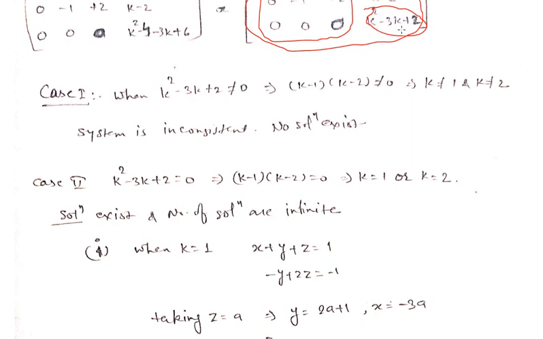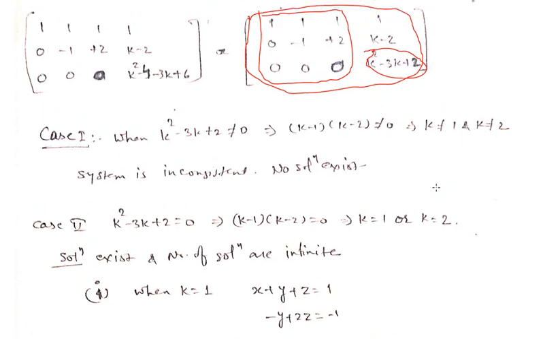Now for consistency, this term should be equal to 0. It means k square minus 3k plus 2 is equal to 0. It gives us either k is equal to 1 or k is equal to 2. So for k equal to 1, the system will remain consistent, and for k equal to 2, the system will also remain consistent, but with different solutions in both cases. In the case of consistency, the rank of the matrix is 2, which is less than the number of variables. It means if the given system of equations is consistent, it contains an infinite number of solutions.